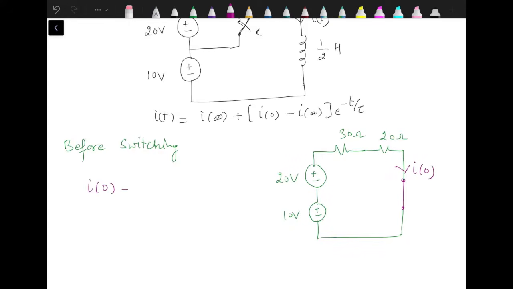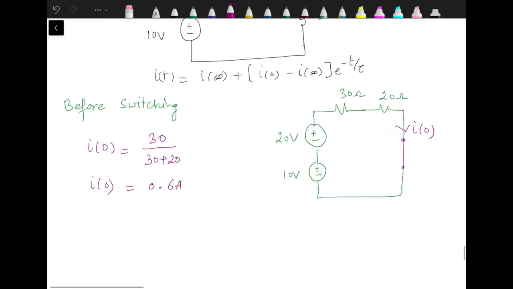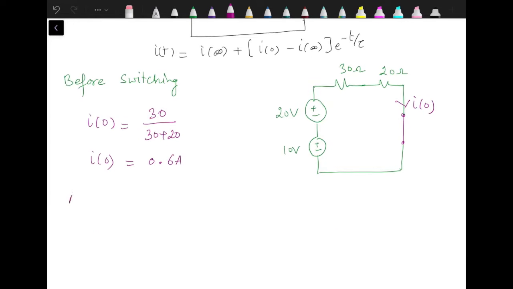And then we can calculate the current through the inductor terminals, which is I0. Now I0 we can calculate by applying KVL, or simply these two voltage sources are connected in series, so 30 divided by total resistance 30 plus 20, so it's 0.6 ampere. I0, very simple.